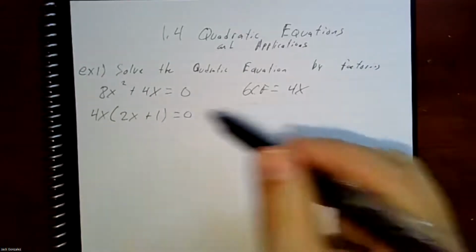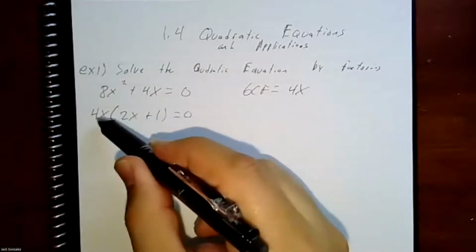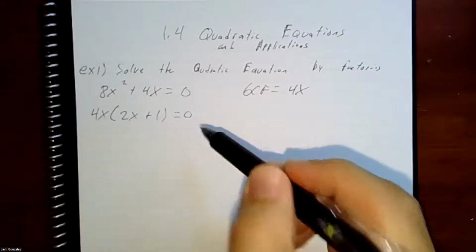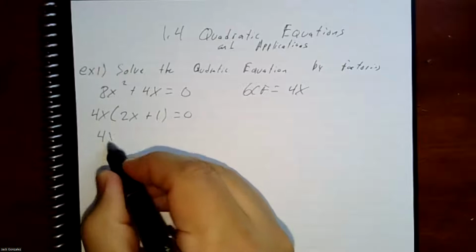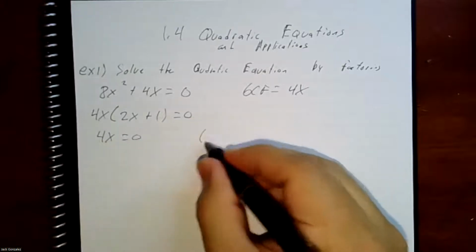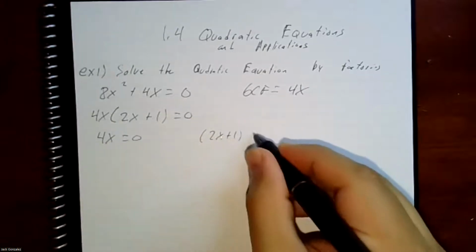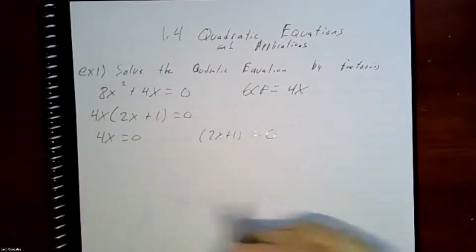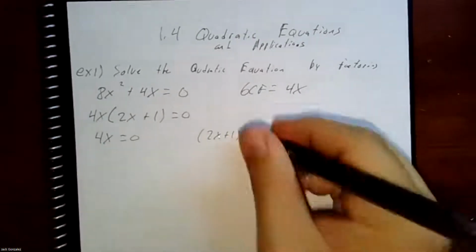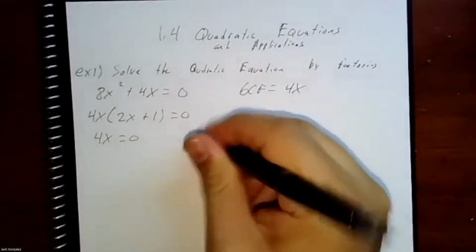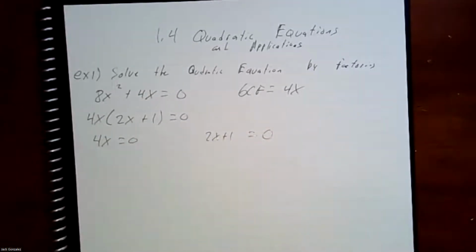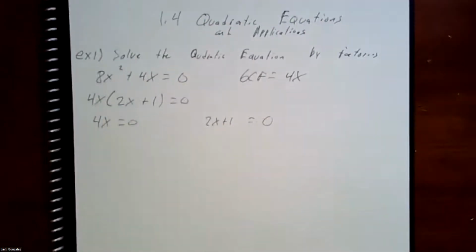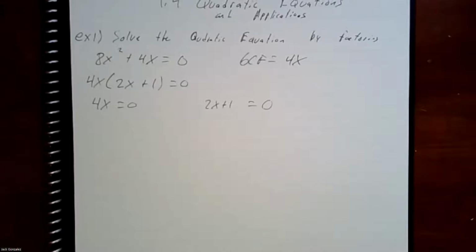Now, as I said before, the zero factor property says if you have something times something equal to 0, set the things with variables to 0. You don't really need the parentheses, but same thing. Okay, so at this point, just solve for x.